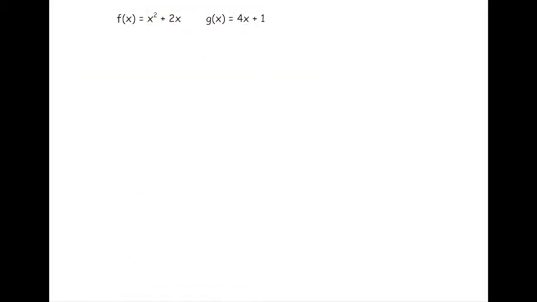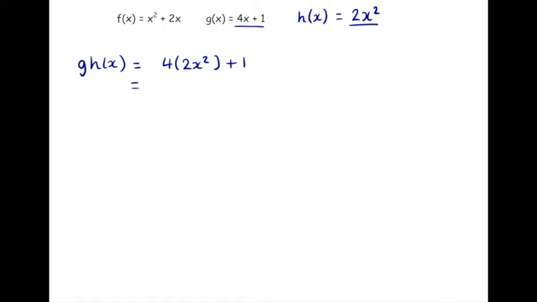Now imagine this time I wanted to have another function, so for example h of x, and h of x might equal 2x squared. So this time perhaps I want to do g of h of x. So h is going inside of g, and that will give me 4 lots of 2x squared, that's my h going inside, plus 1. And you can see that's taken the format of 4x plus 1, but instead of the x I have the 2x squared.